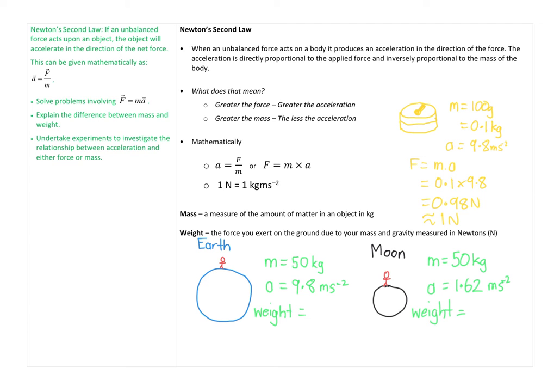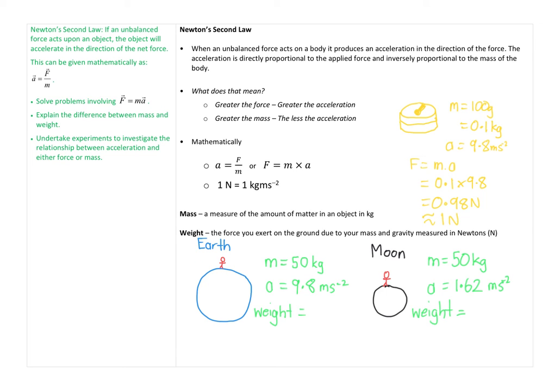Okay, there's another important thing we need to talk about here, and that is to explain the difference between mass and weight. Now, in everyday life, we use mass and weight interchangeably. So, how much do you weigh? What's your weight? What's your mass? But strictly speaking, in physics, mass is a measure of the amount of matter in an object, and it's measured in kilograms. Weight in physics is the force you exert on the ground due to your mass and gravity, measured in newtons. So let's do a little thought experiment here.